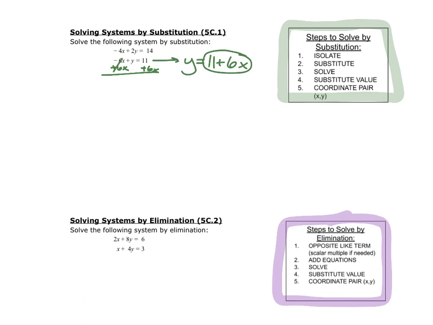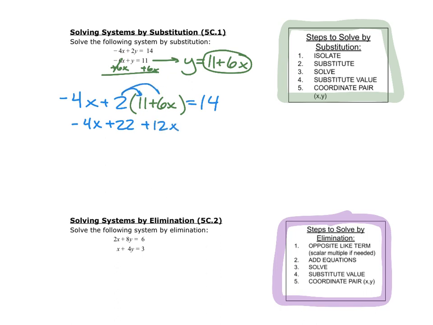This is isolated, so now I can plug this equation into the other one. I started off with negative 4x plus 2 times y, but instead of y, I want to put 11 plus 6x, since that's what I have isolated for the y. I solve. Solving takes 2 steps. We're going to distribute: negative 4x plus 22 plus 12x, I'm distributing, which is multiplying, equal to 14. Use inverse operations or the box method to start solving. I'm not going to show you those steps. You guys can do it.